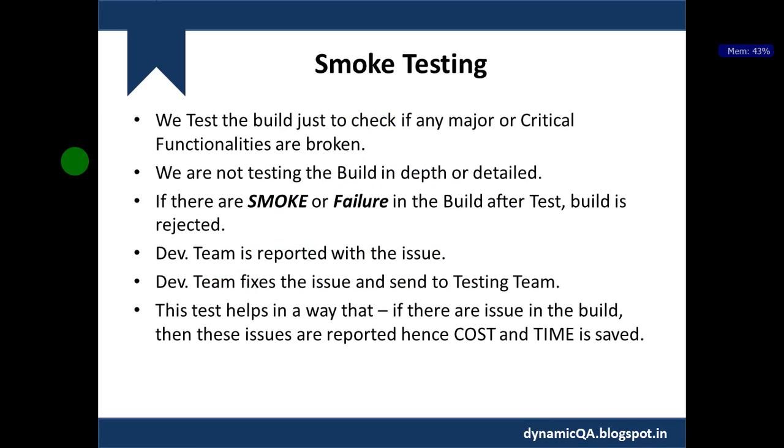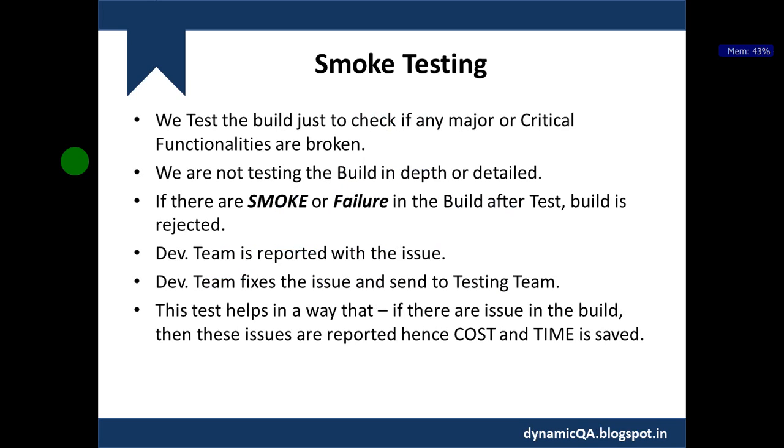In smoke testing, we test the build just to check whether major and critical functionalities are working or broken. We are not testing the build in detail or depth. If there is smoke or failure from the build, we reject the build. The development team is reported the issue and the detailed bugs we found during smoke testing. This is important because we are testing at the top level, so bugs are identified at an early stage, and both time and cost are saved.